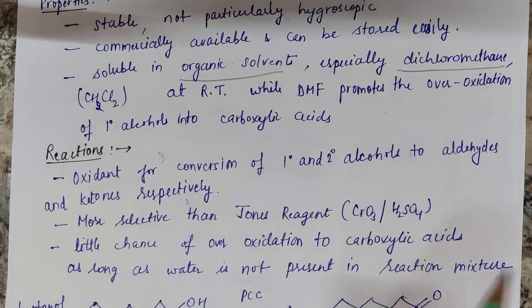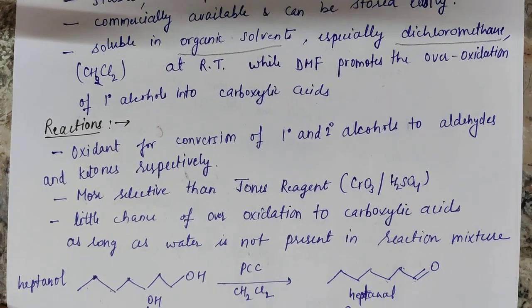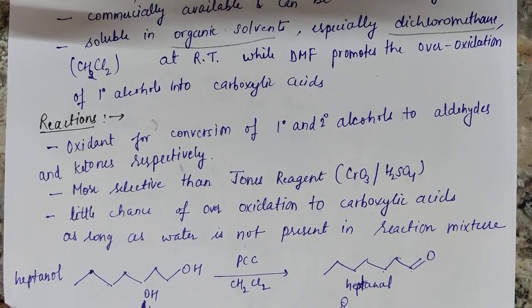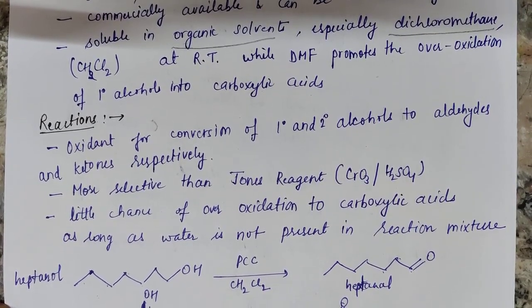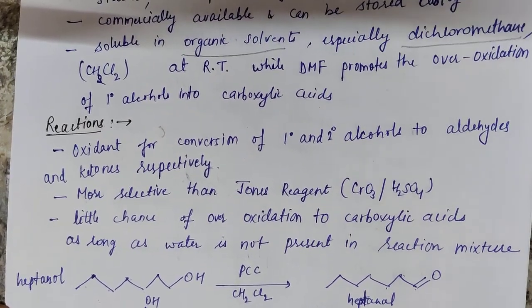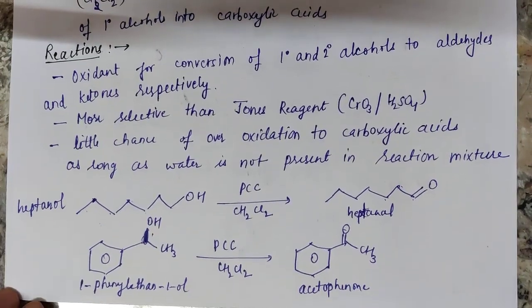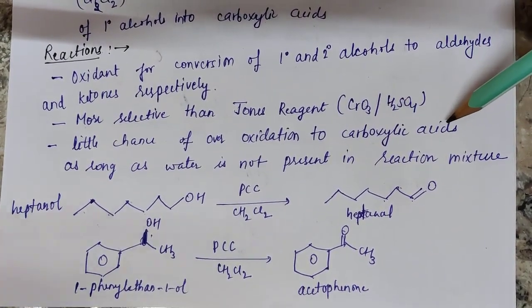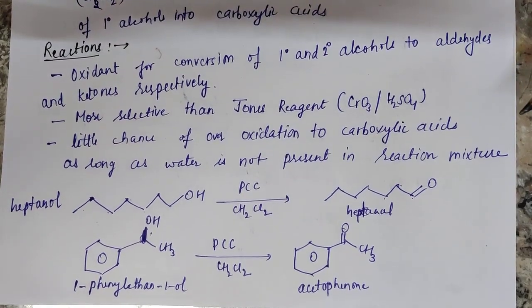Now moving on to reactions, it is mainly used to oxidize primary and secondary alcohols to aldehydes and ketones respectively. Now it is more selective as compared to the Jones reagent. Jones reagent is chromium trioxide in presence of sulfuric acid.